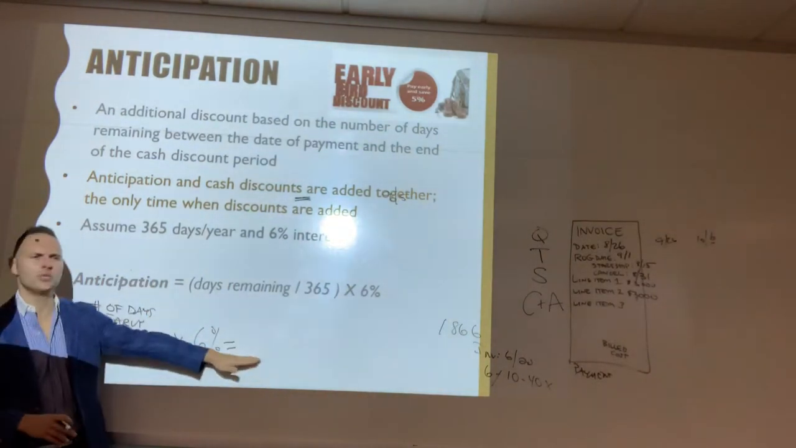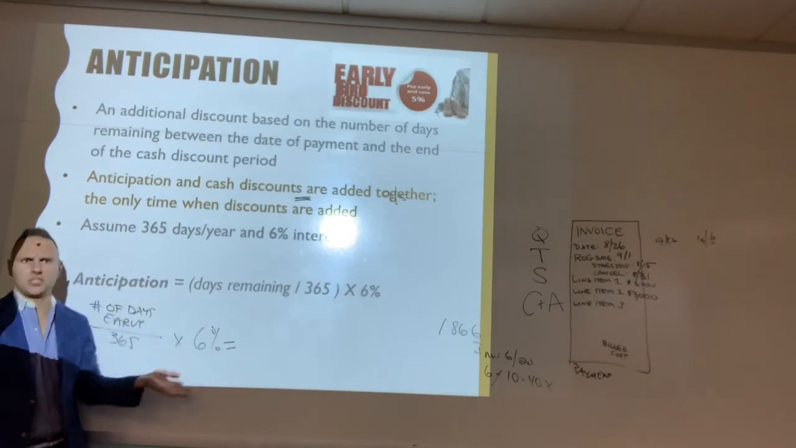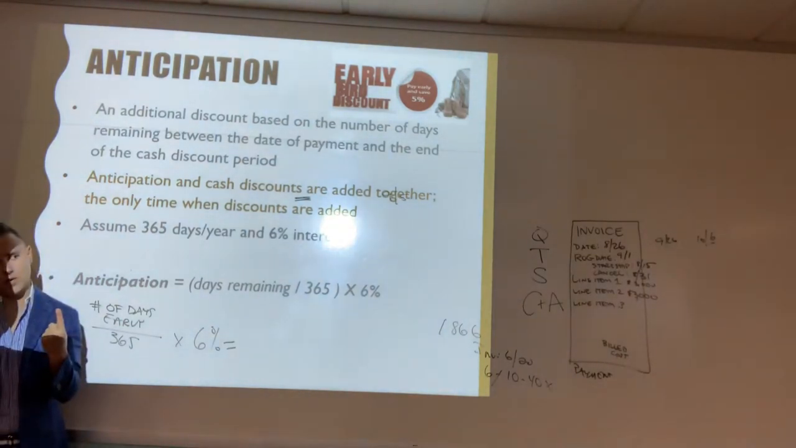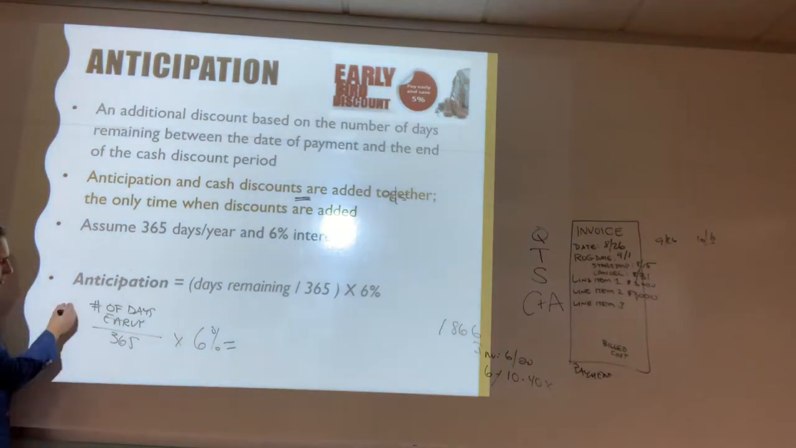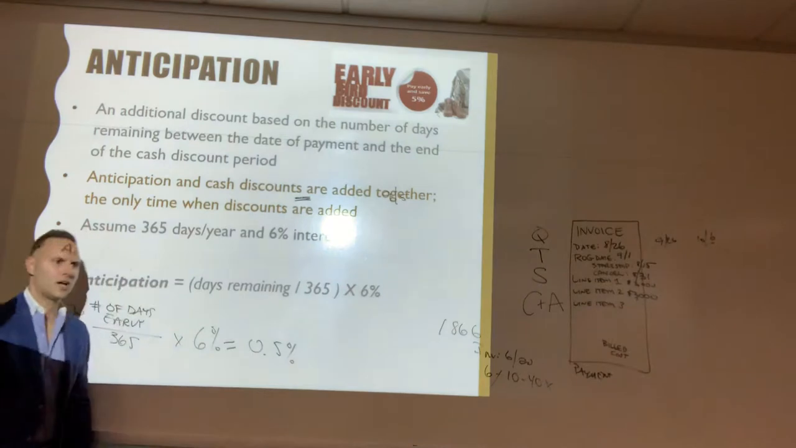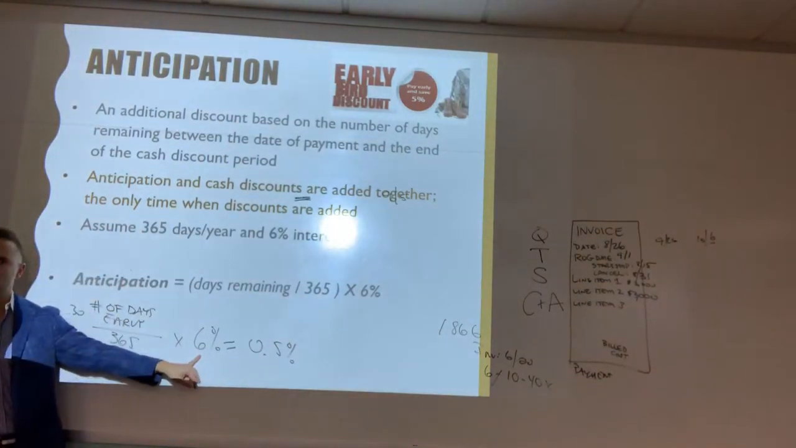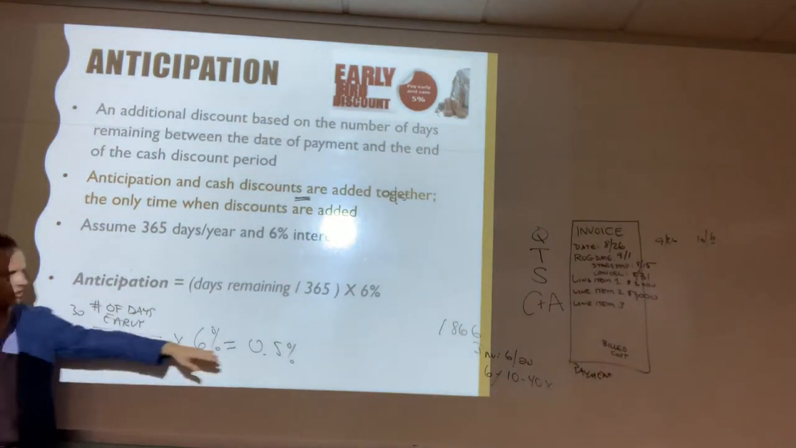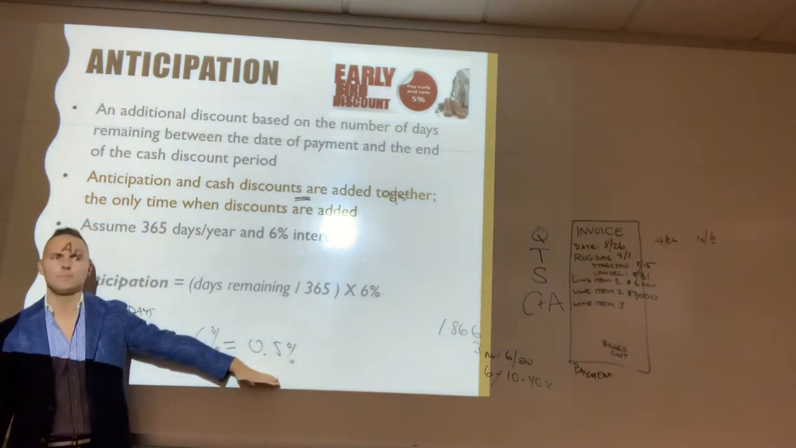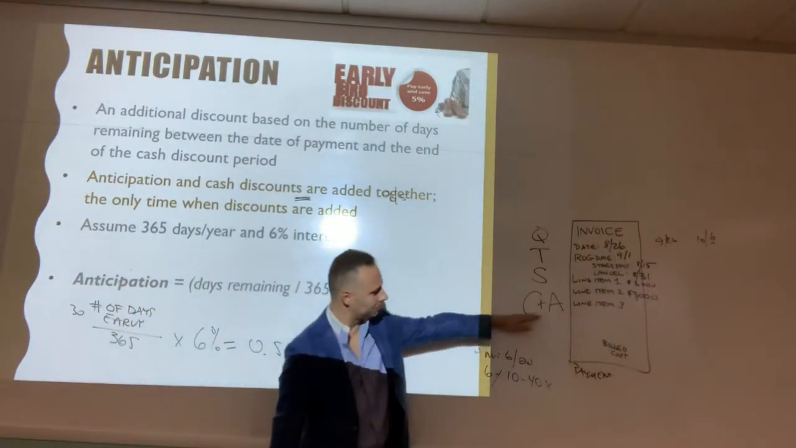Okay? What's the answer always gonna look like? What's my answer gonna look like? Mr. Conti, I have no idea. Correct. It's usually gonna be a little bit less than 1%. Okay? 30 over 365 times 6% is half. How do I know that? Because if I were to multiply 12 months by half, I'd come up with 6%. So just always know that your answer is gonna be something like 5.6, 7.4, 2, something like that, okay? And we add this to the cash discount.